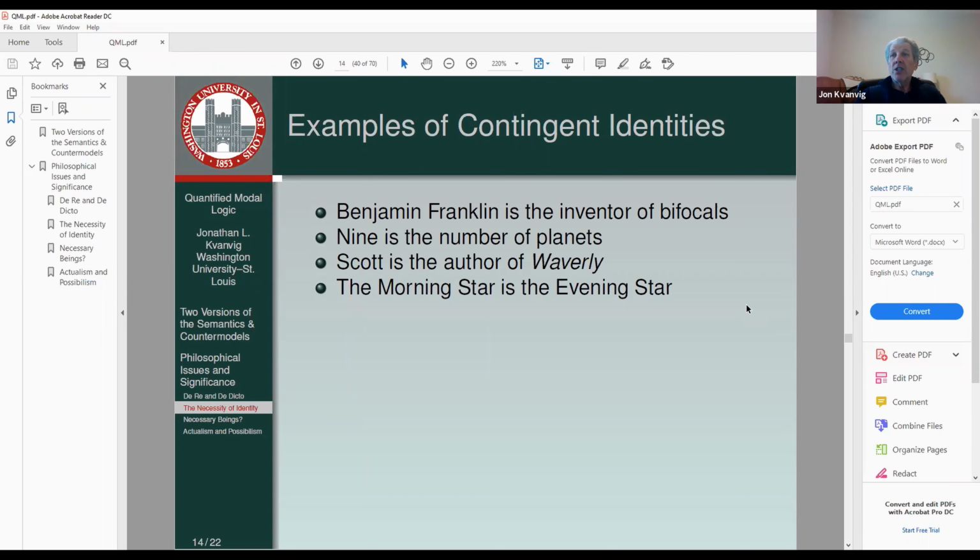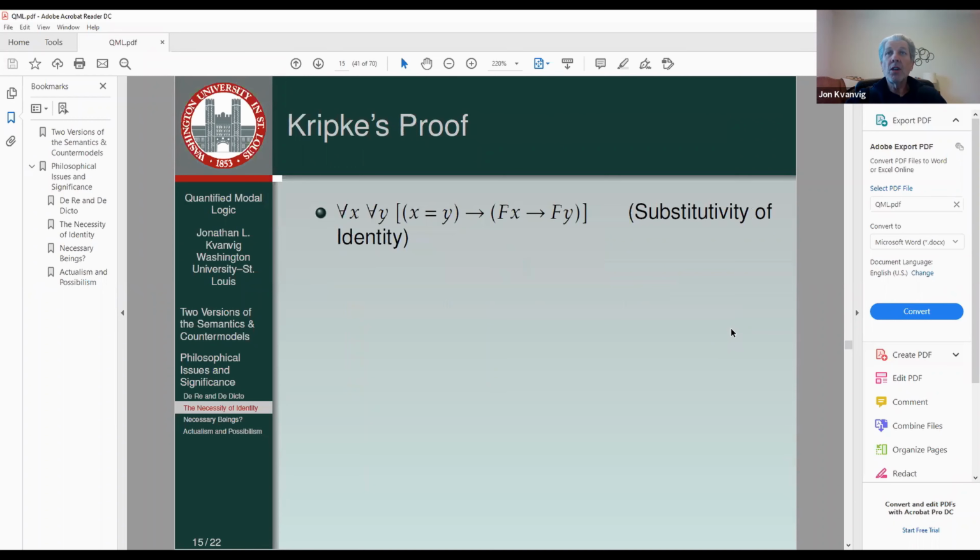They are contingent identities. Well, along comes the star of modal logic, Saul Kripke. Here's a proof that identity can't be contingent. First principle, the substitutivity of identity: for all x and y, if x and y are identical, then if x has a certain property f, so does y.